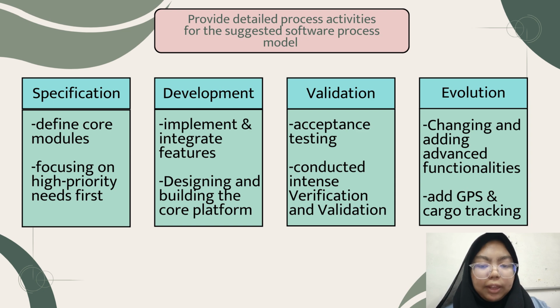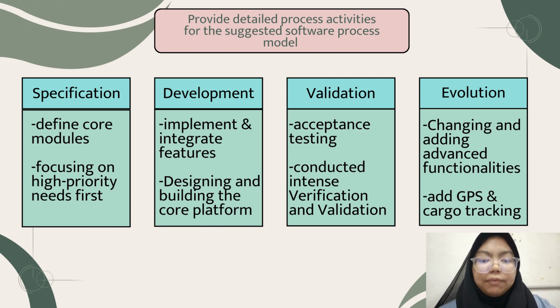The third activity is validation. In this phase, each completed increment was rigorously tested before deployment. Buzz Asia carried out verification and validation activities, including functional testing and acceptance testing. For example, the team tested whether the payment process worked correctly and whether the user interface was easy to use and reliable. Early feedback from these tests helped identify issues quickly and ensure that each core module met user requirements before moving to the next iteration.